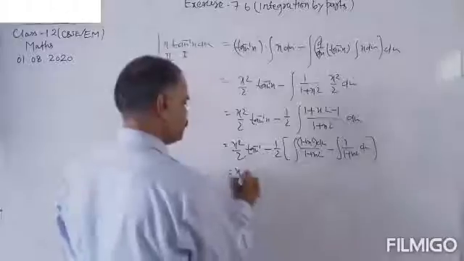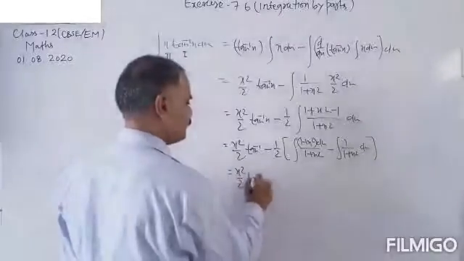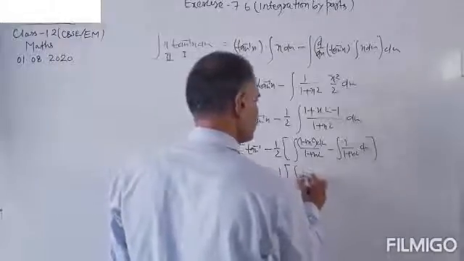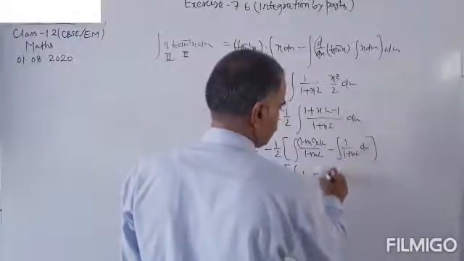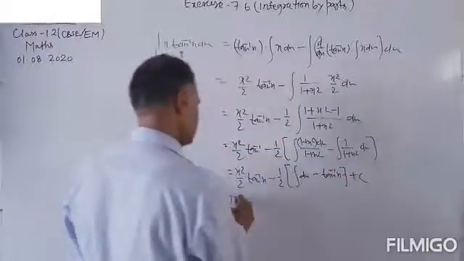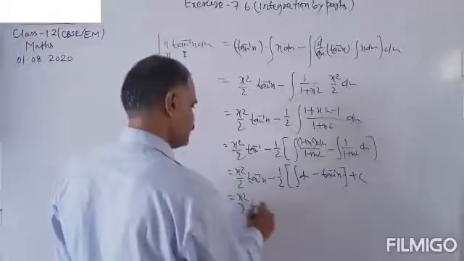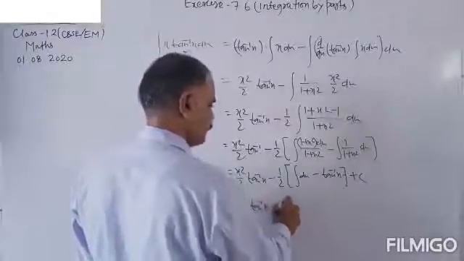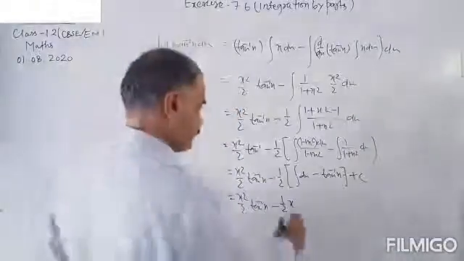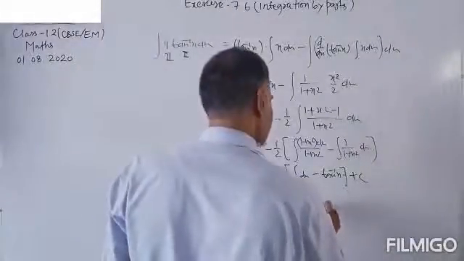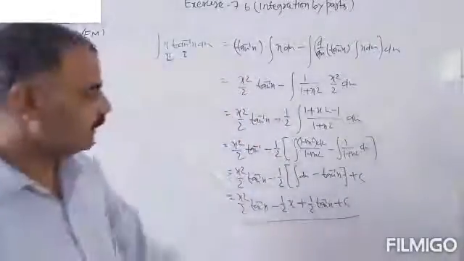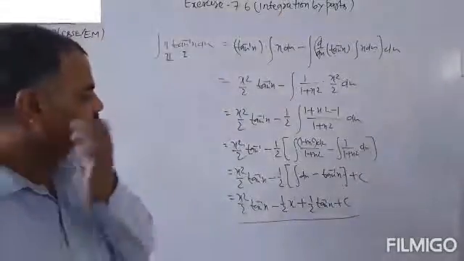So this is equal to x square by 2 tan inverse x minus 1 by 2 integration of dx minus integration of this, which is tan inverse x, plus c. So this is equal to x square by 2 tan inverse x, no change in the first term, minus 1 by 2 x, the integration of dx being x, plus 1 by 2 tan inverse x plus c. So this is the final integration of the given function.